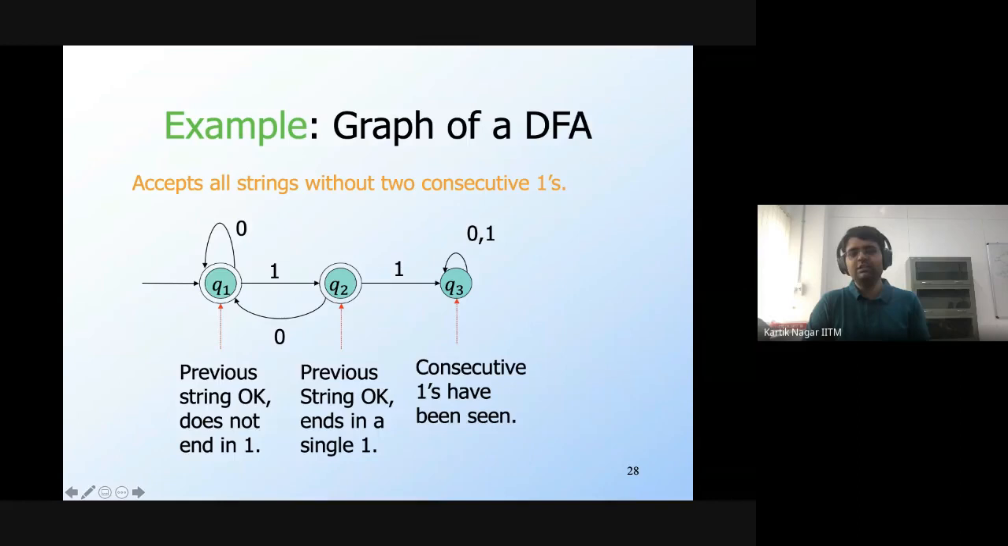So it's okay if you don't understand this fully now. We are going to do this much more formally and in great detail later on. But this is just a taste of how we are actually going to show that this DFA accepts all strings without two consecutive ones. Okay.